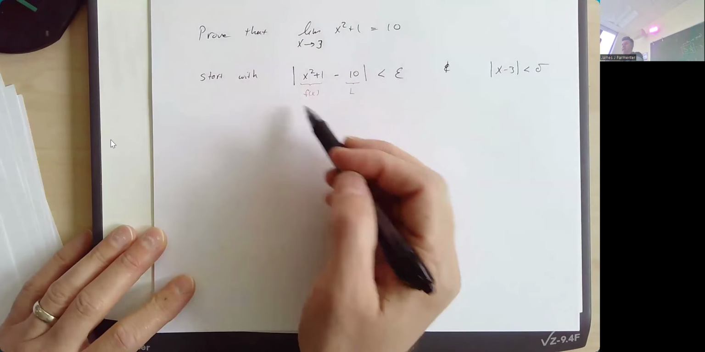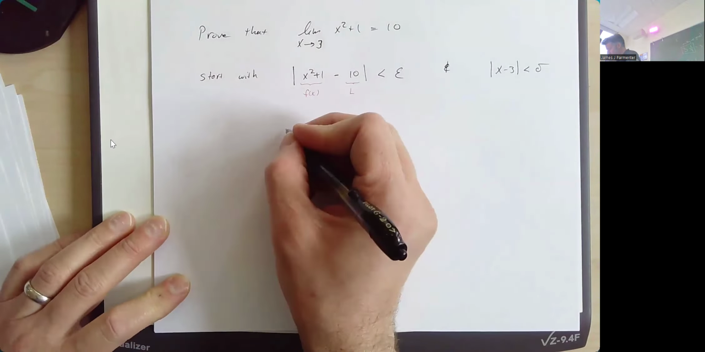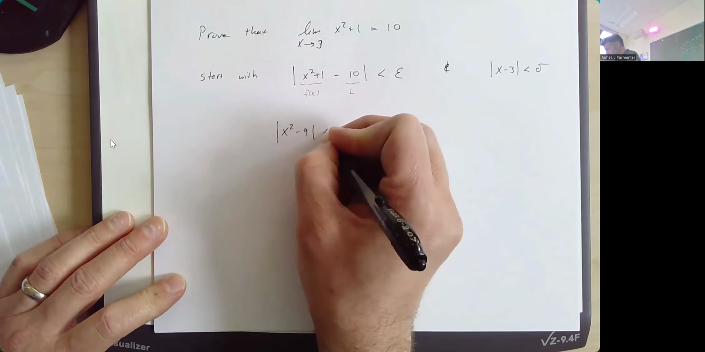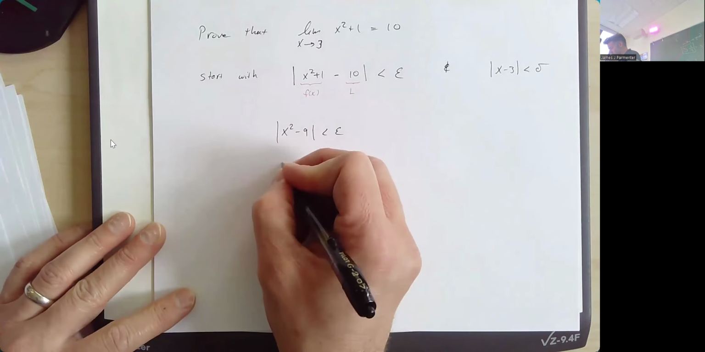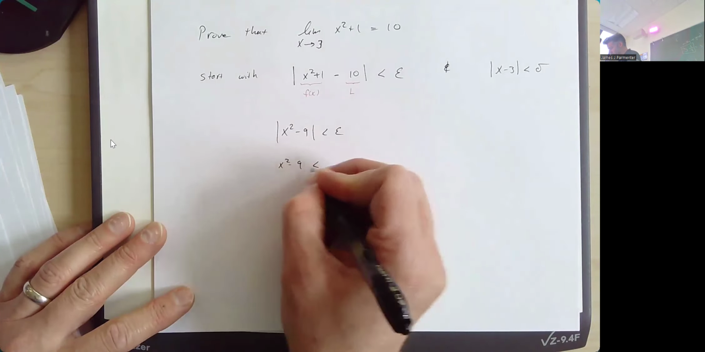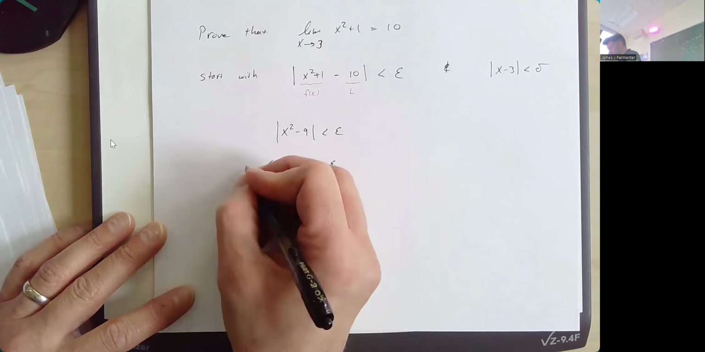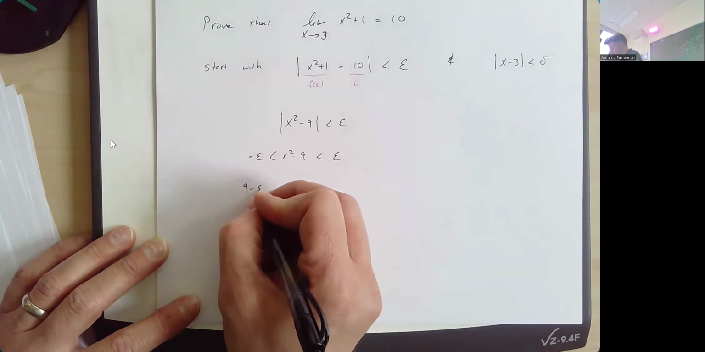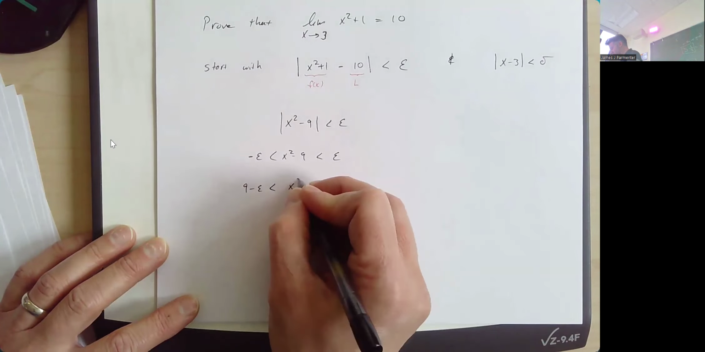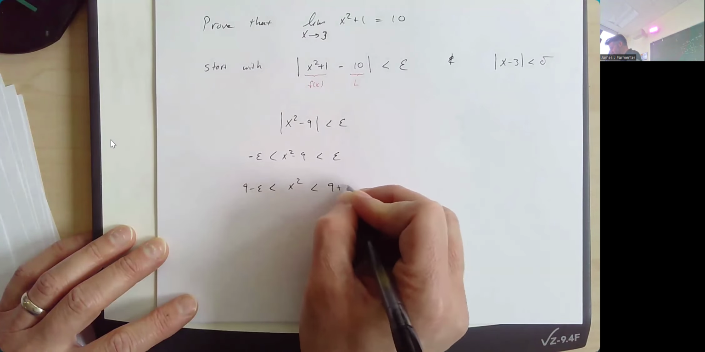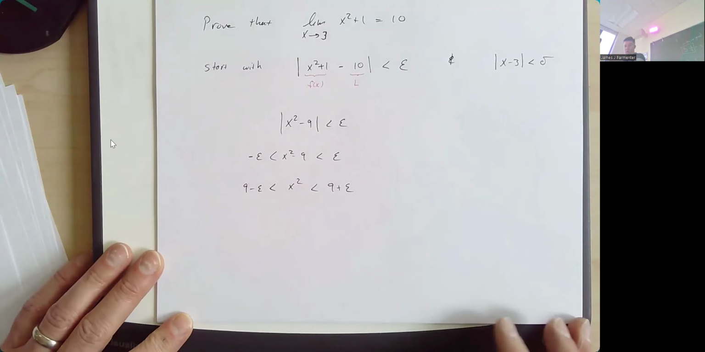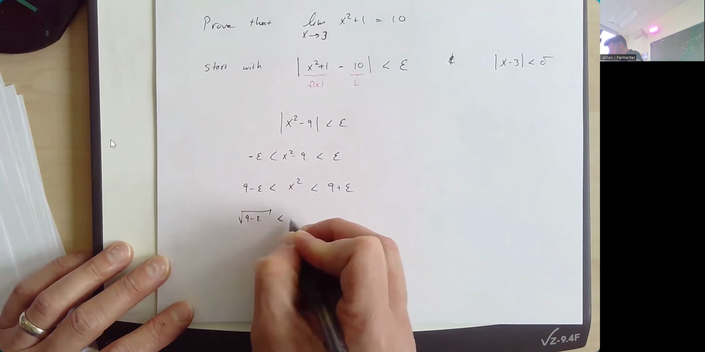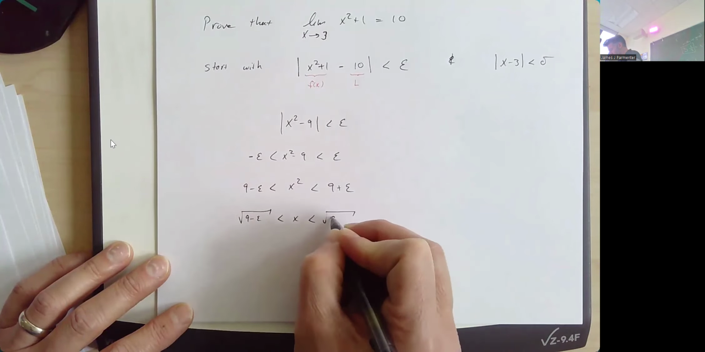So I'm going to isolate x here. Okay, let's see. So I have x squared minus 9 in absolute value less than epsilon, which means I have x squared minus 9 between epsilon and negative epsilon. Add 9. So 9 minus epsilon is less than x squared, which is less than 9 plus epsilon. And finally, take the square root of everything. The square root of 9 minus epsilon is less than x, which is less than the square root of 9 plus epsilon.